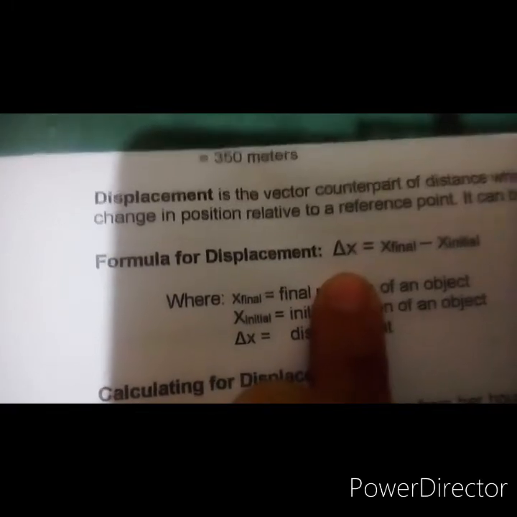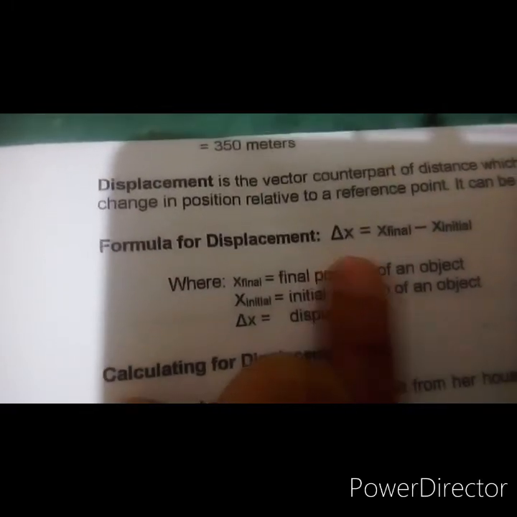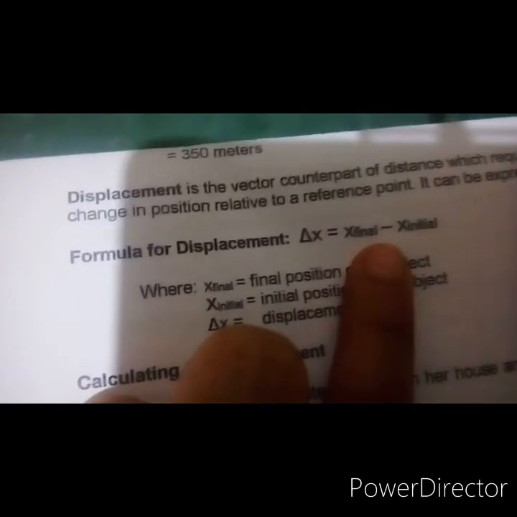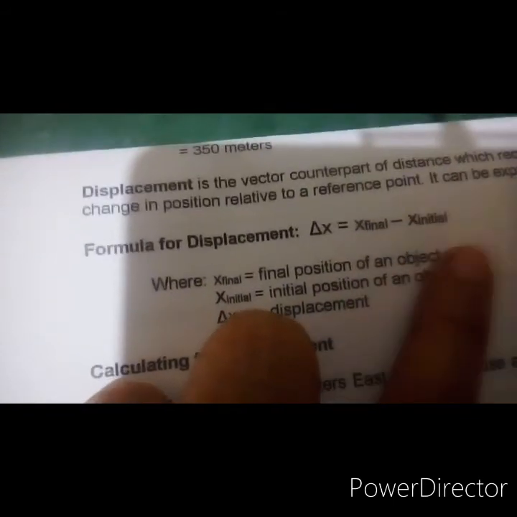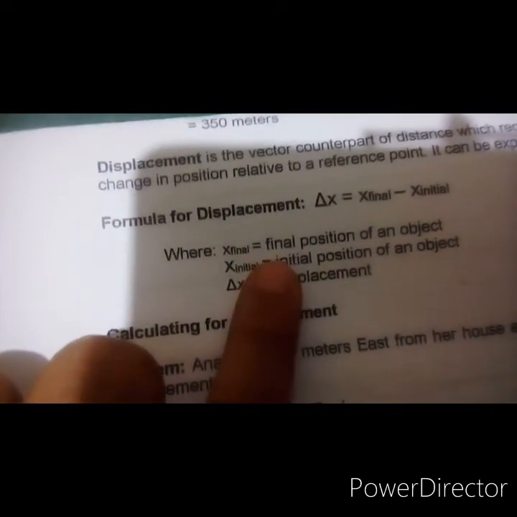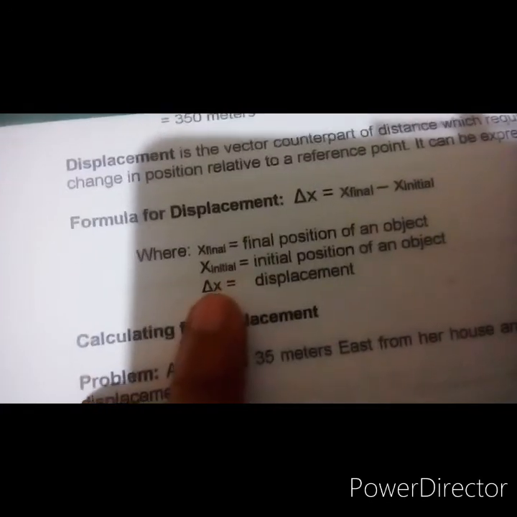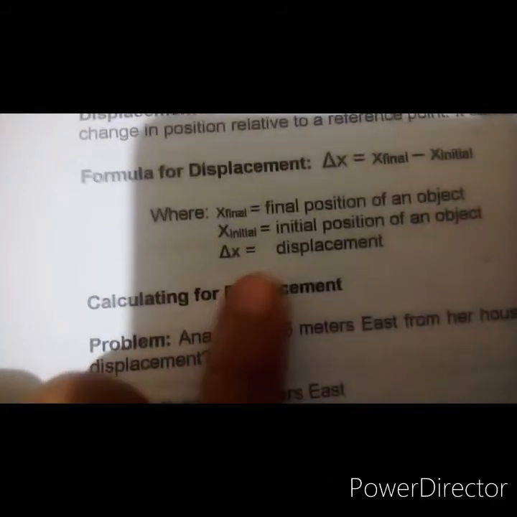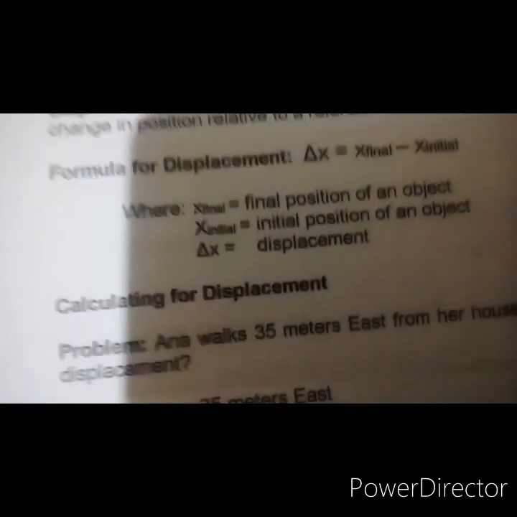X is the position. So meaning change in position is equal to final position minus initial position, where X final is our final position of an object, X initial is the initial position of an object, and we have this, the displacement or the change in position.